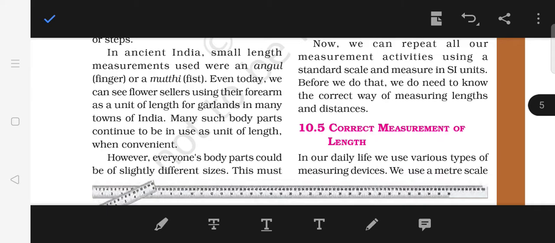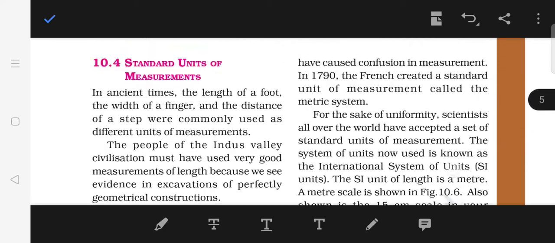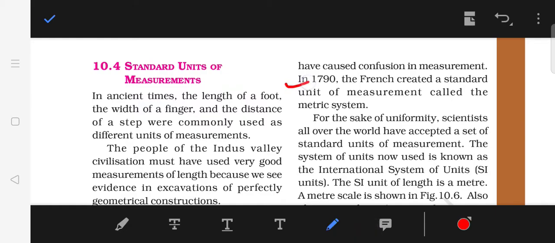Even today we see flower sellers using their forearm as a unit of length for garlands. In many towns of India you will see they just use their forearms to get the length of the garlands. Many such body parts continue to be used as a unit. But everyone's body parts could be different in size, so this must have caused confusion in measurement. Children, the biggest problem is that different measurements can give you different results. In 1790, the French created a standard unit of measurement which we call the metric system.